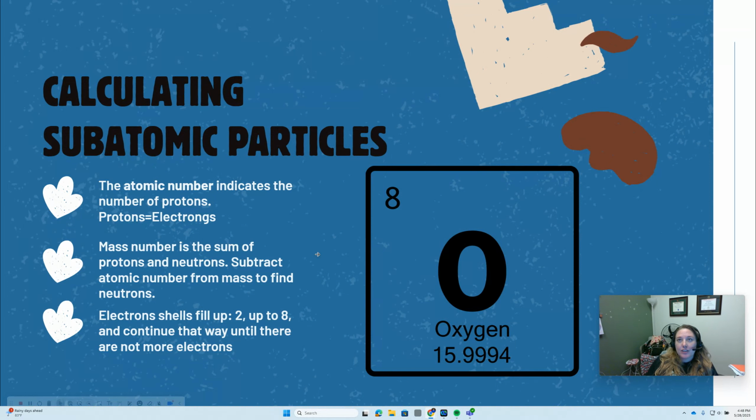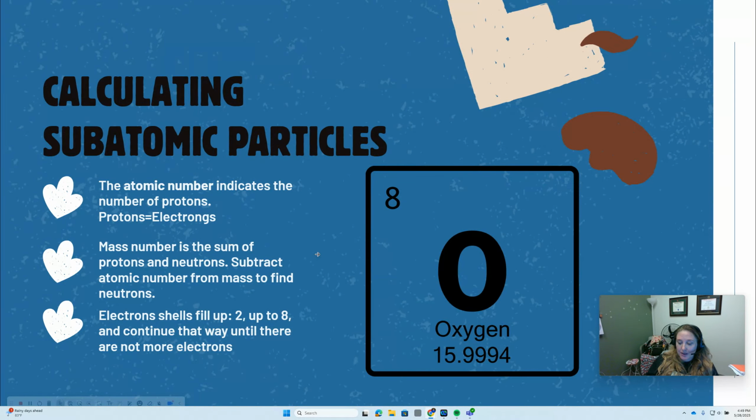They fill up the electron shells. The first shell is going to hold up to 2. Then every shell outside of that can hold up to 8. And the very last shell is called our valence electron shell.